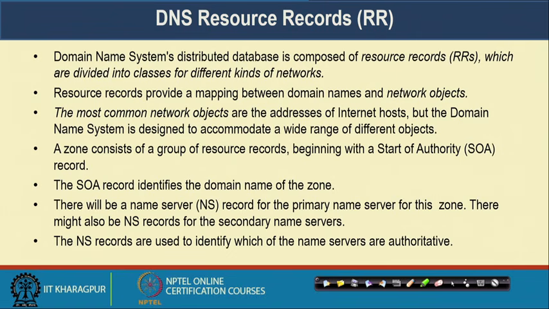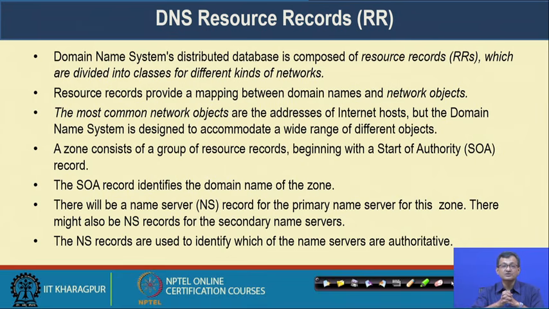Interestingly, if you see iitkgp.ac.in, it can be a domain, a domain server, an HTTP server, or I can have an FTP server for that. So, there is a record which says, based on that mapping, what sort of request I can map to that particular network object. The most common network objects are the addresses of internet hosts, but the domain name system is designed to accommodate a wide range of different objects. So, it is not only host IPs, but something much more than that. So, it is a concept of resource records.